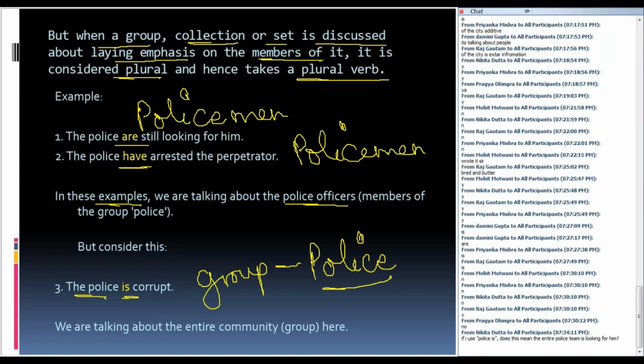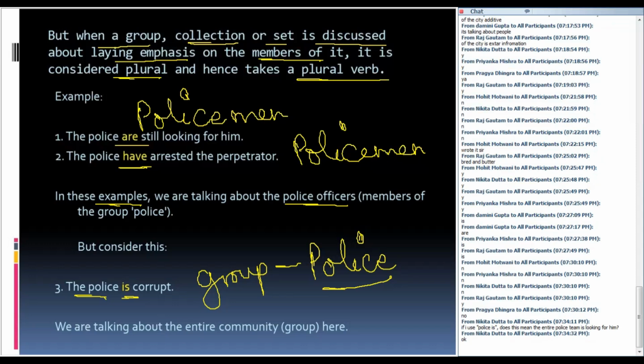Yes, Nikita. The police is looking for him. If you say the police is looking for him, that means the police as a whole, as a group, is looking for him. As one entity is looking for him. But if you say the police are looking for him, that means you're talking about some members. So that depends on where you want to place the emphasis. That depends.